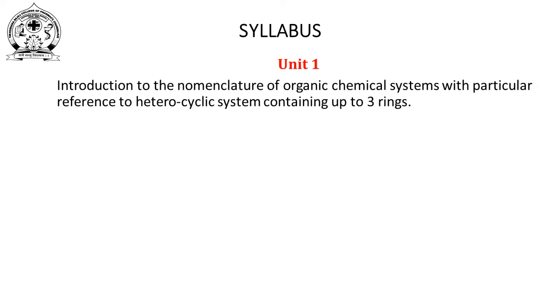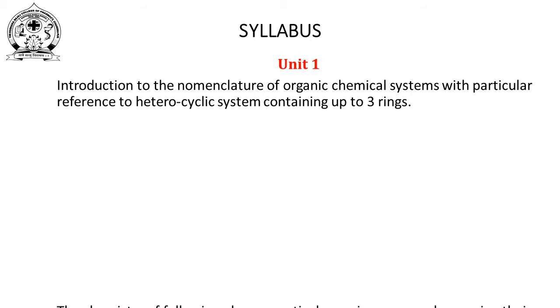Next, coming to the PC2 syllabus. Here we have around 24 units. In that, the first unit is Introduction to the Nomenclature of Organic Chemical Systems with particular reference to heterocyclic systems containing up to 3 rings. So we have heterocyclic rings up to 3-ring structures.